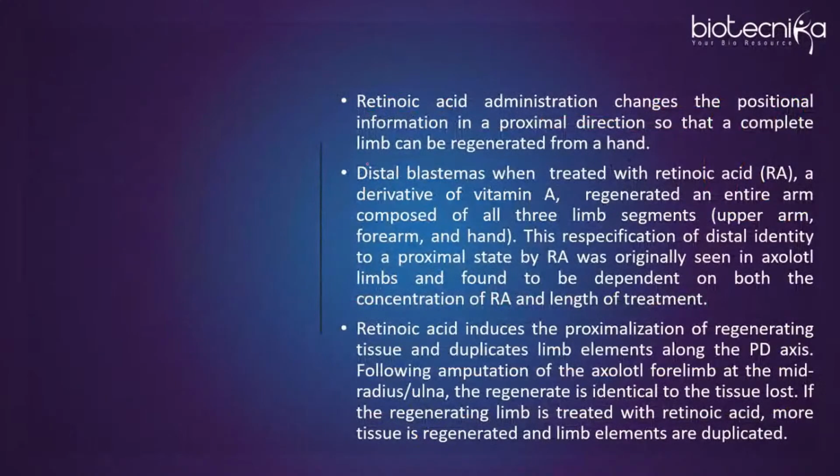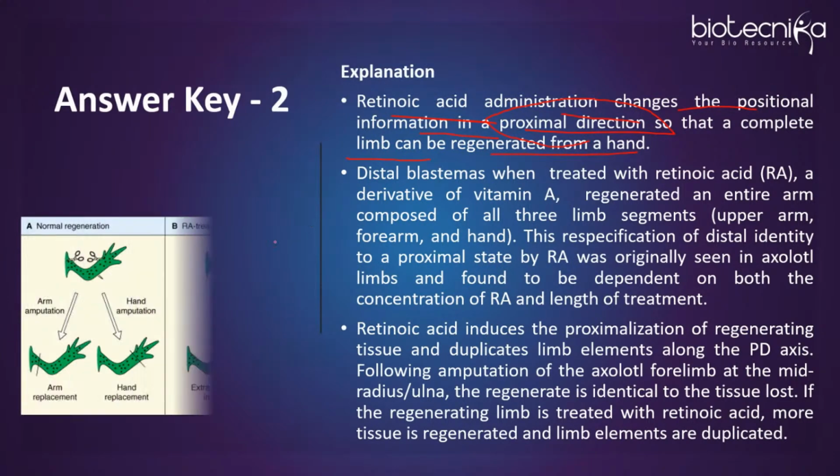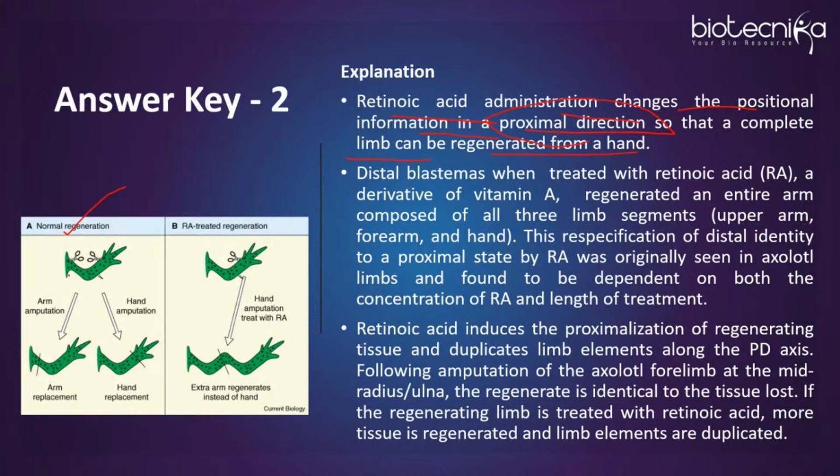So see here, retinoic acid administration changes the positional information in a proximal direction, so that a complete limb can be regenerated from a hand. You can see in the diagram, this is a normal regeneration. If you are amputating here, an arm amputation, there is an arm replacement: wherever you have cut, only the part which was missing is developed. Similarly, if you cut over here, only the hand amputation, only the part that is missing is developed. You don't see any extra hands or extra parts getting developed.